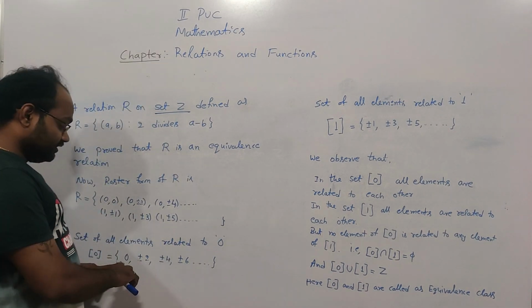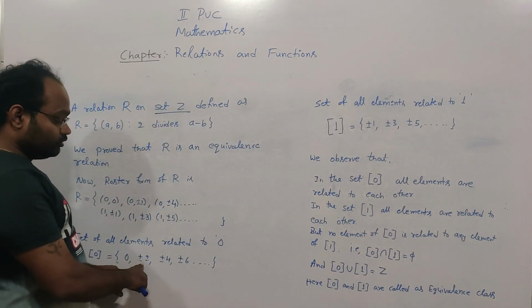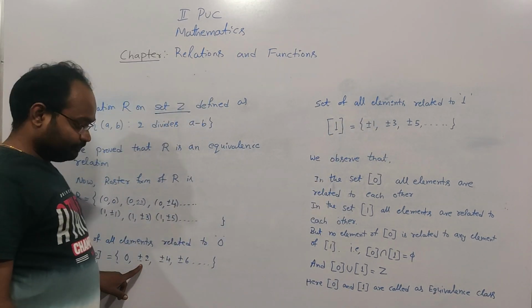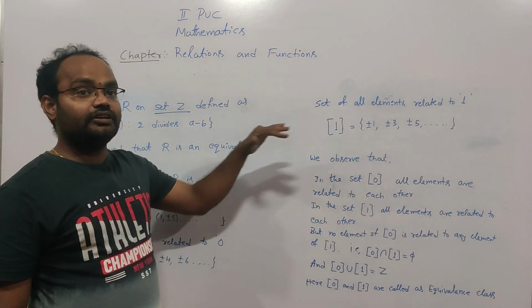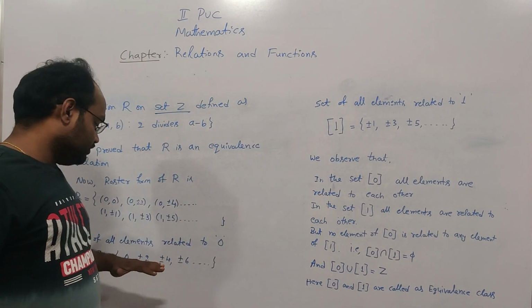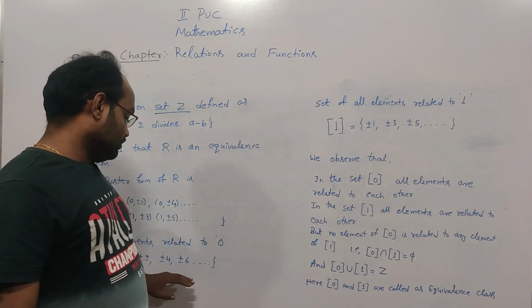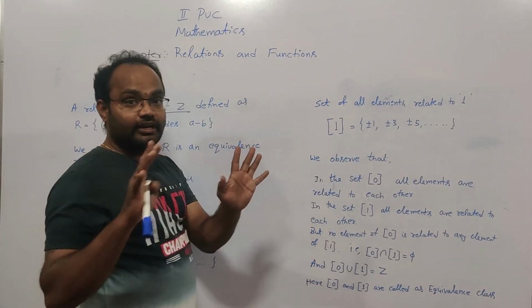But if I consider 0 and 1, the difference is 1, they are not related. 2 and 3 or 2 and 5, whatever you consider, the difference will be odd. An odd number cannot be divisible by 2. So one is even, the other is odd, the difference is always an odd number. So no element of this set is related to any element of the other set.